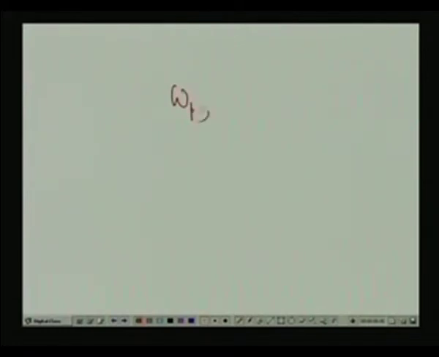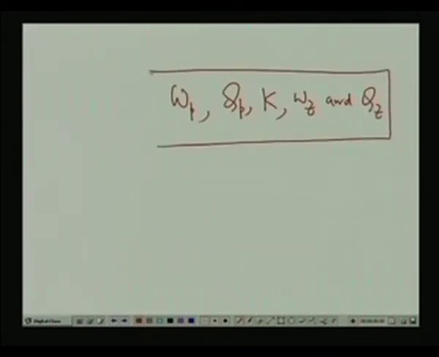omega p, qp, capital K, omega z and qz. These are the things which we are going to simulate, right. So, these are the parameters which you have to tune with some resistance elements. Capacitance we will not use for tuning.